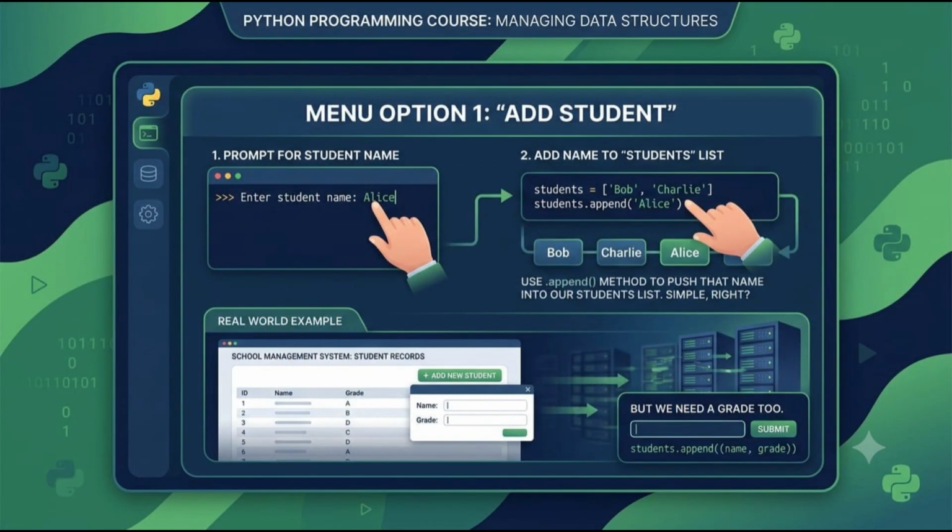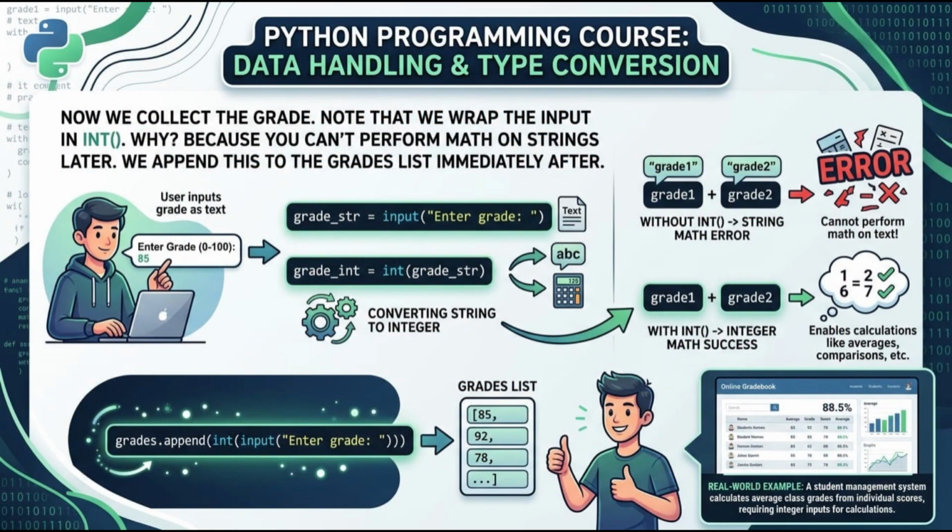Option 1 is add student. We'll prompt for a name and then use the .append method to push that name into our students list. Simple, right? But we need a grade too. Now we collect the grade. Note that we wrap the input in int. Why? Because you can't perform math on strings later. We append this to the grades list immediately after.